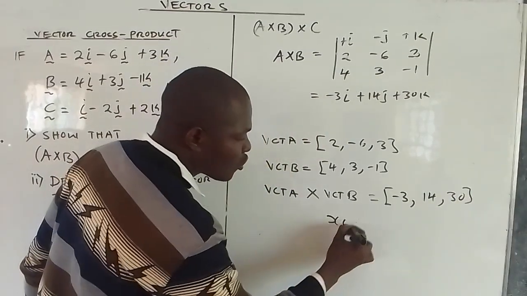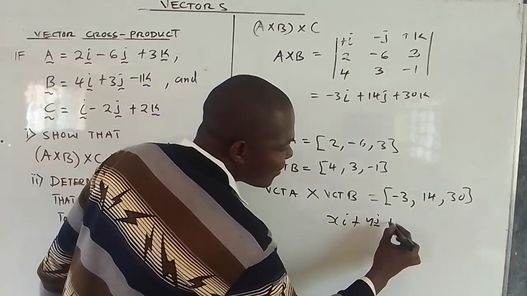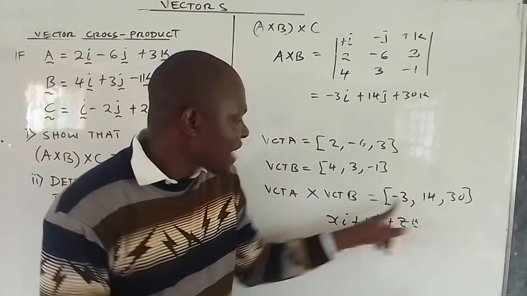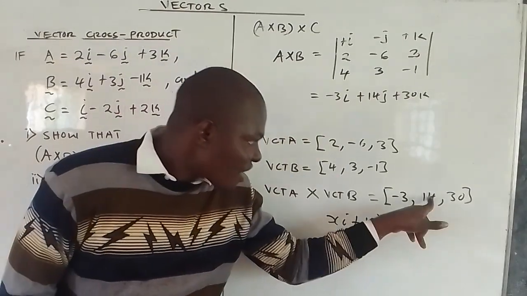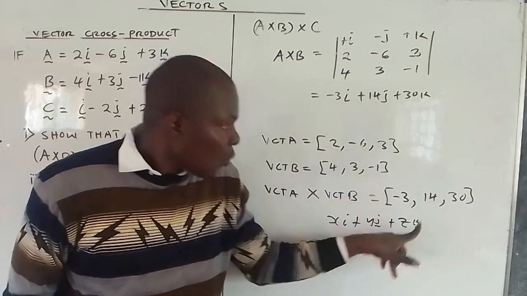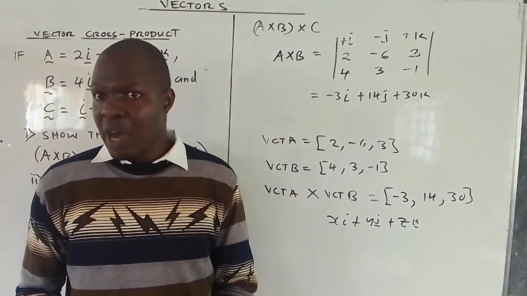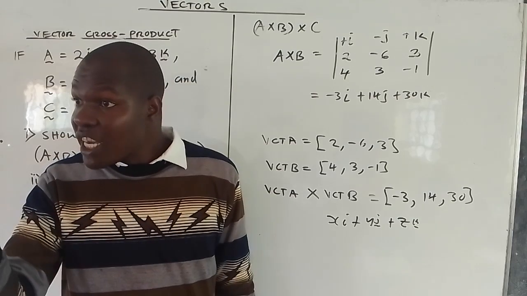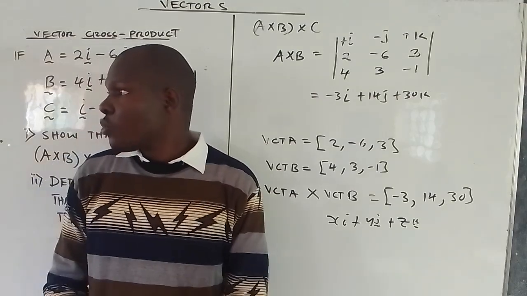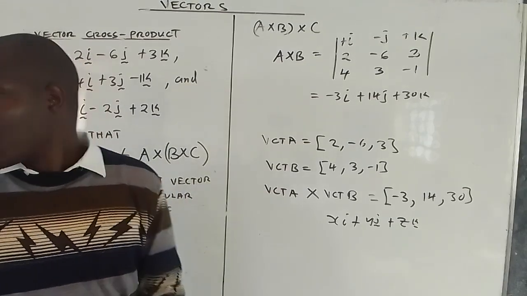And you know it is supposed to be xi plus yj plus zk. So where there is x, you put the value of x. Where there is y, you put the value of y. Where there is z, you put the value of z. Are you seeing that? Are we together? It is the calculator to be used in working out this problem.